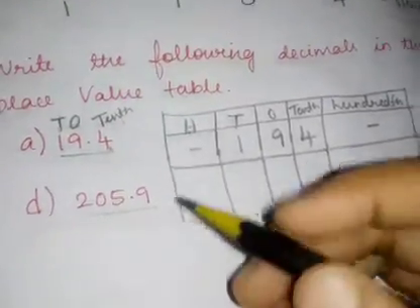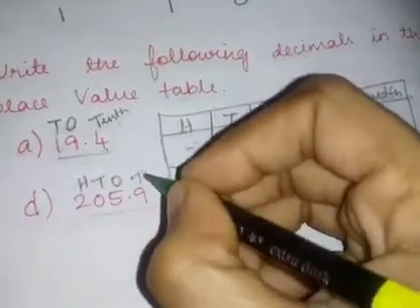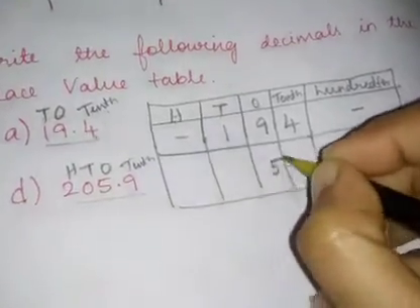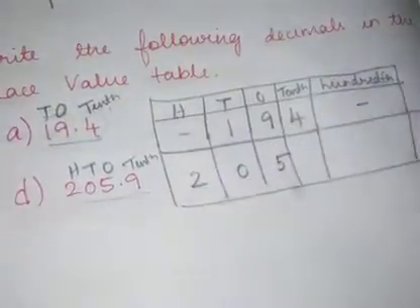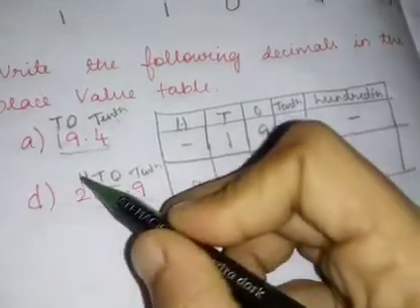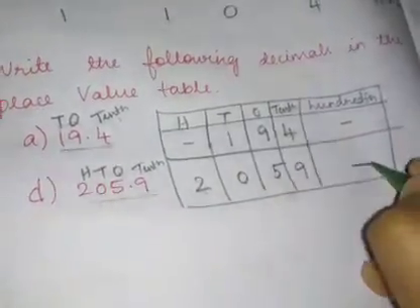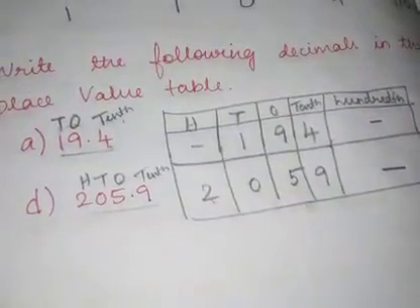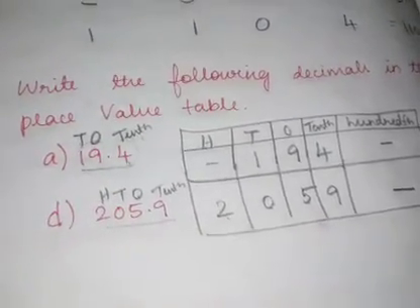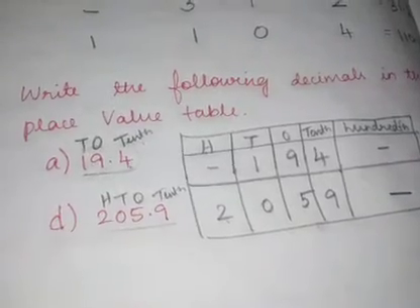Now D problem. Ones, tens, hundreds. Here it is tenth. Right. So 5, 0, 2. Because ones is 5, tens is 0, hundreds is 2. Then tenth is 9 and you can put those. So this is how you will represent those numbers in the place value table. So you can write this in your textbook itself. B and C is your homework.